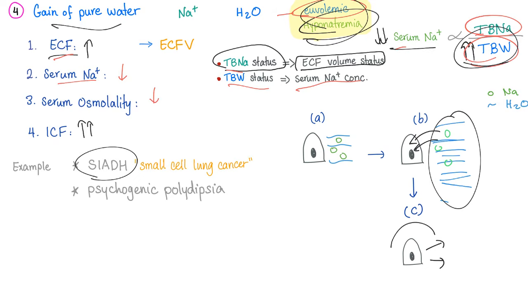This is a euvolemic hyponatremia. You will never get edema because the total body sodium is normal. How about psychogenic polydipsia? When you keep drinking tons of water, you will end up with a euvolemic hyponatremia, and you can get mental status abnormalities.